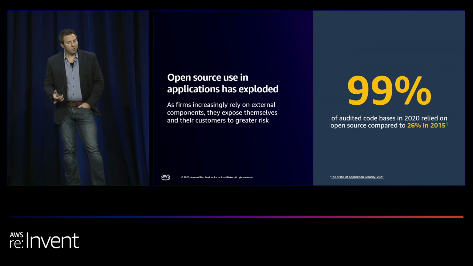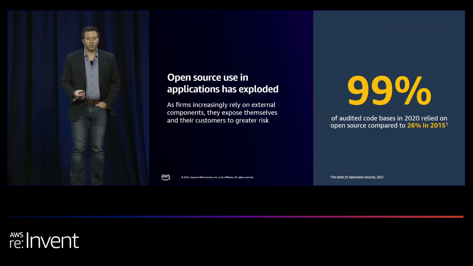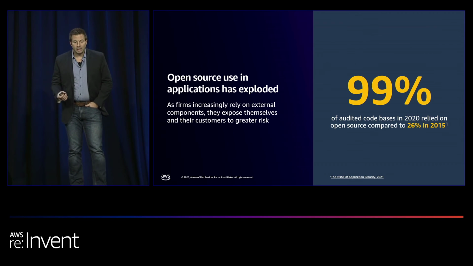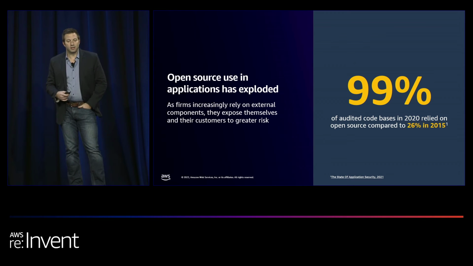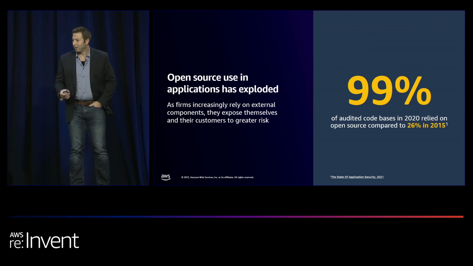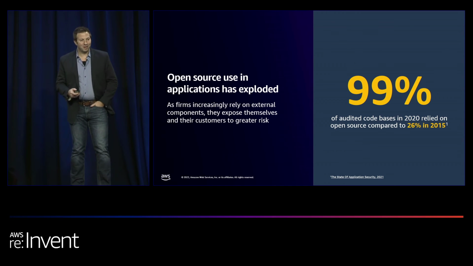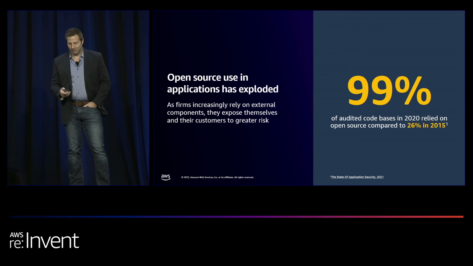Thinking about that, open source code has really evolved in the last 10 years. In 2015, only 26% of code used open source. In 2020, and once again, this is from State of Application Security, 99% of code bases used open source code. I mean, a lot of things Kyle just walked you through, using npm install, Yarn, Amazon Cloud Development Kit, those are all frameworks that use a series of open source libraries.